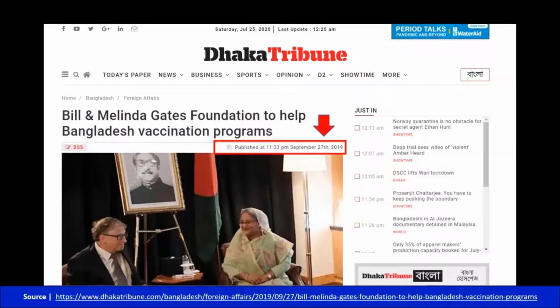Bill and Melinda Gates Foundation to help Bangladesh vaccination programs. When was this? September 27th, 2019. Okay, so basically half a year before the coronavirus, before he made this donation, he started to get into negotiations with Bangladesh to start selling them vaccinations. And remember, when he sells them vaccines, it's the government that pays for it through the tax dollars, and every single person is basically purchased through government. Okay, great deal. So he's trying to get in there and be sweet.